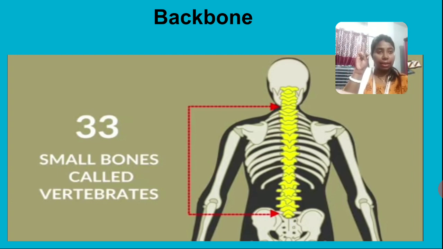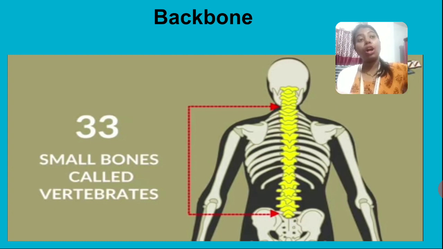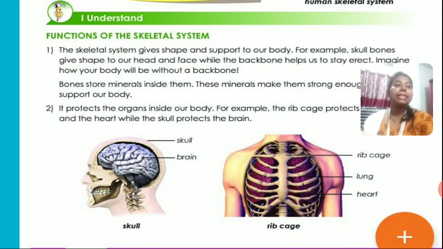The first one is the skull, which protects our brain and even gives the structure of our face. The second, we have learned about the rib cage, which is present in the chest. It's a chest bone and it protects all the internal organs. And the third is our backbone, a long, rod-like structure that comprises 33 small bones, as you can see in the picture. Am I clear?